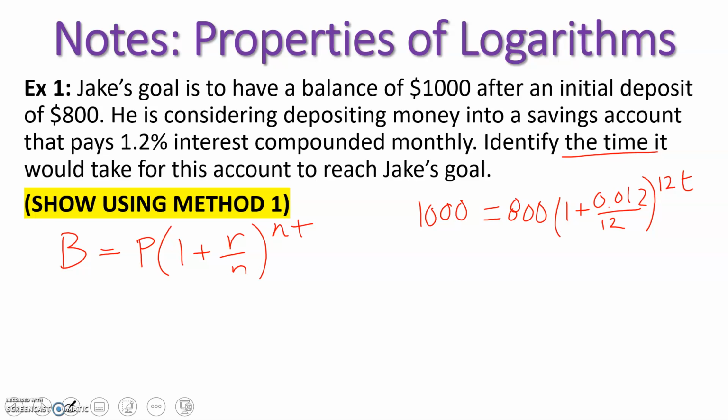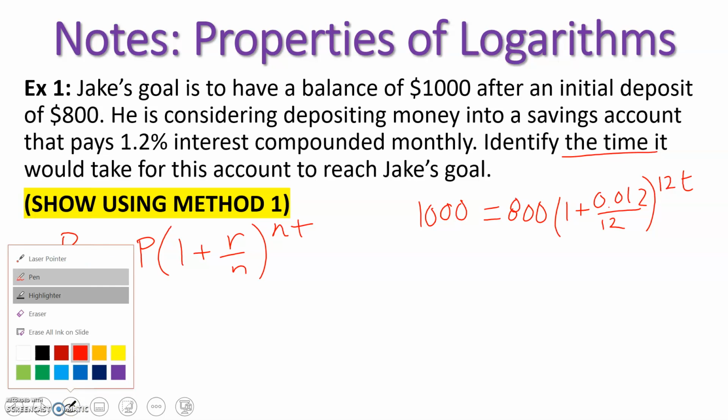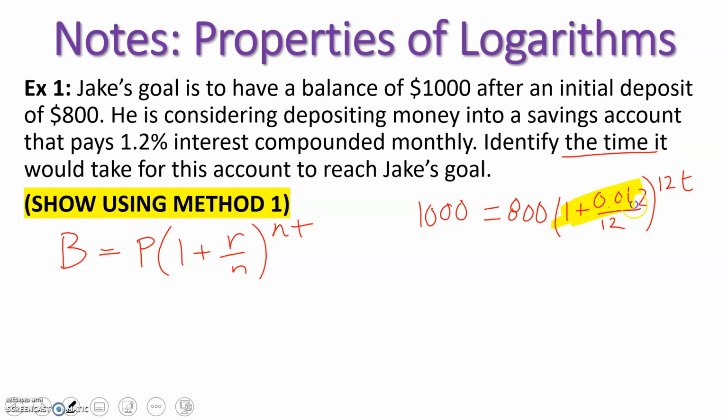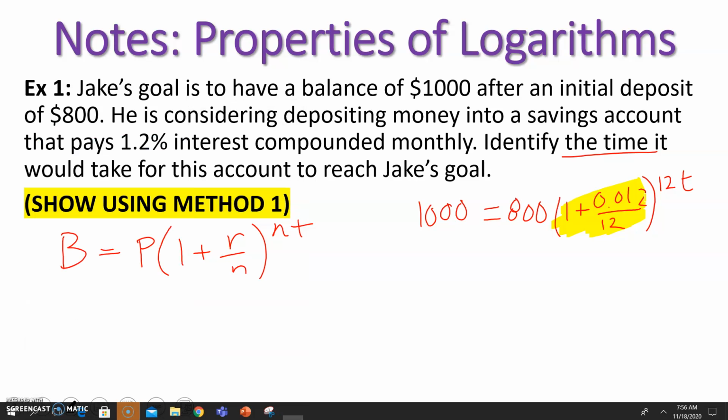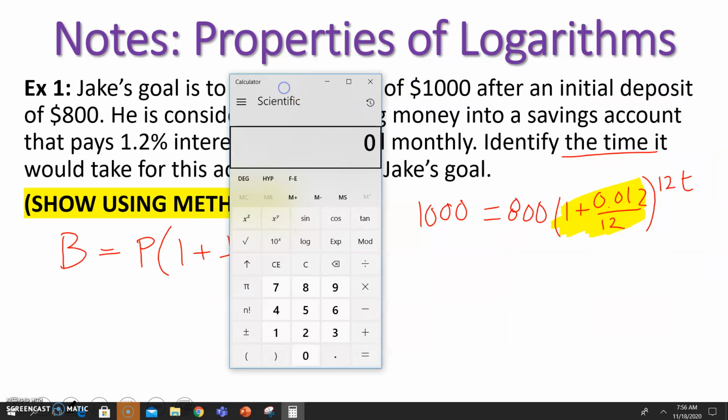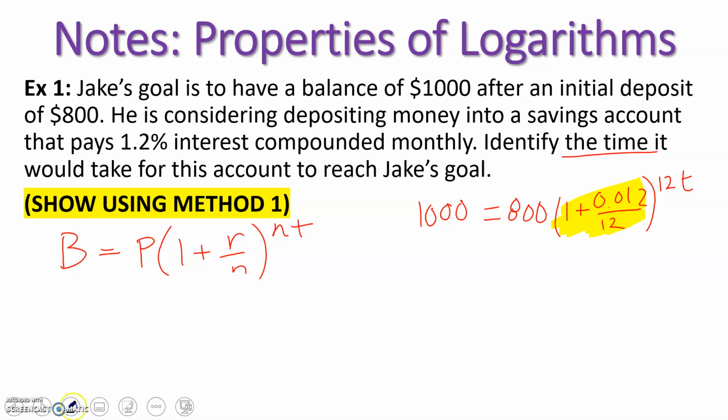Now, when we want to solve this equation algebraically, what we're going to do is start by simplifying. So for simplicity's sake, let's simplify the portion inside the parentheses first. I am going to take 1 plus 0.012 over 12 and get that simplified just to make this easier for us. So we see that that's 1.001. So that gives me 1,000 equals 800 times 1.001 to the power of 12t.